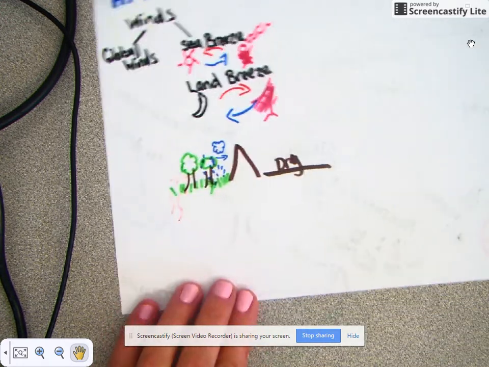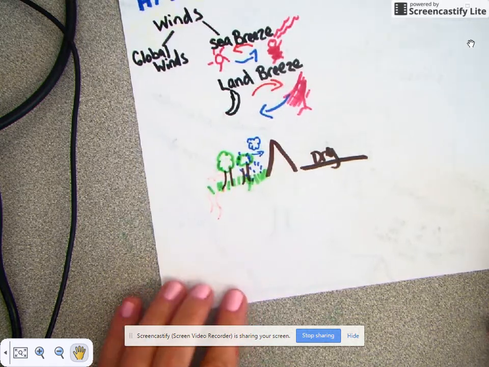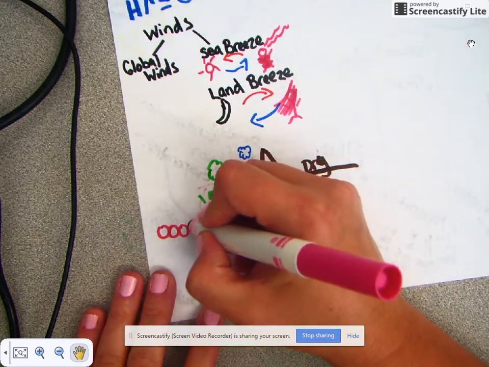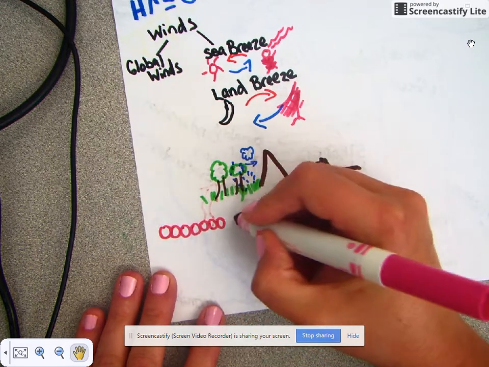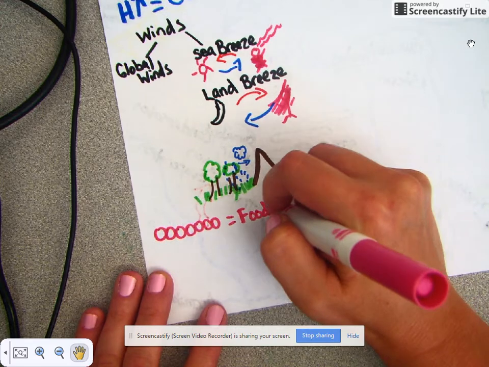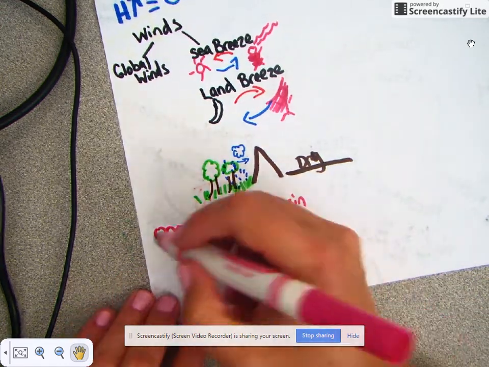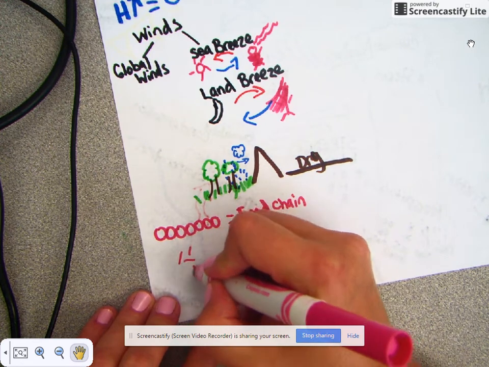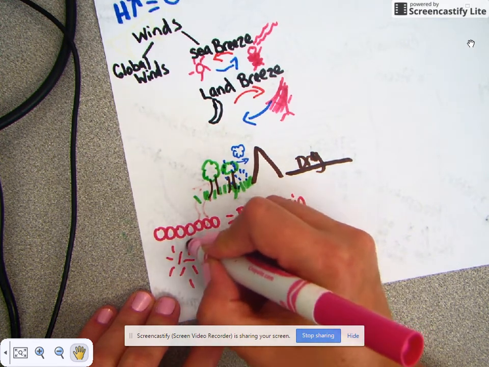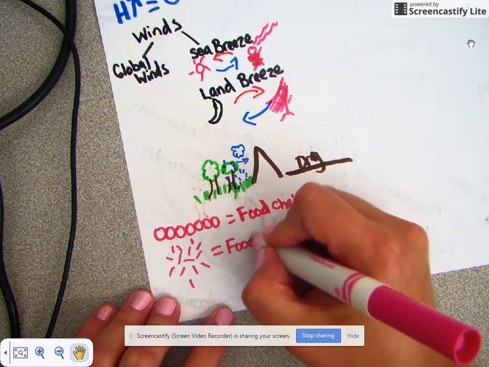Two things we're going to add on the bottom before we move on to the next side. So we're going to put these pretty little circles, which are going to equal my food chain. Food chain. And then under here, I'm going to draw myself all these nice little lines. This is going to equal a food web.